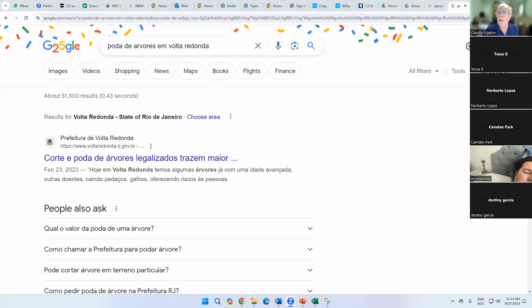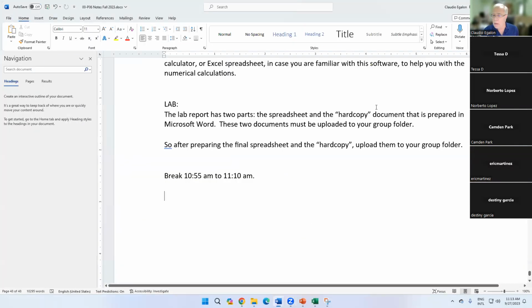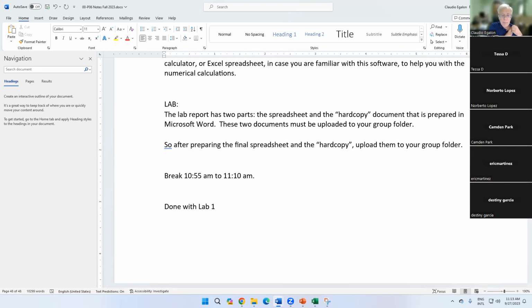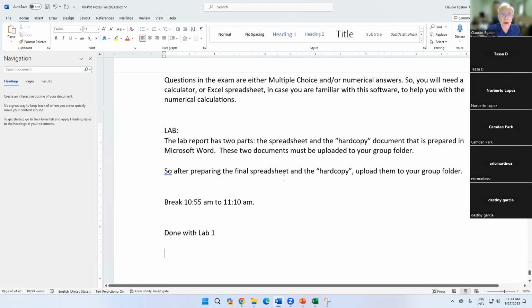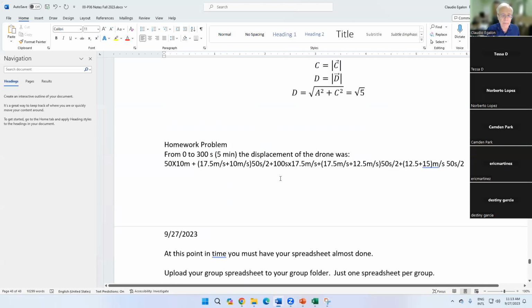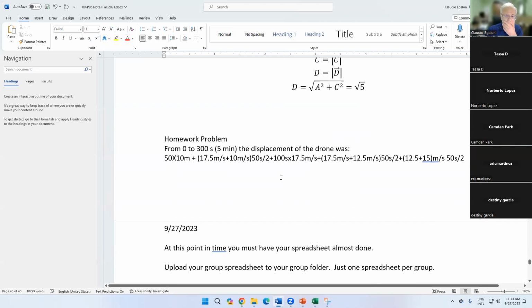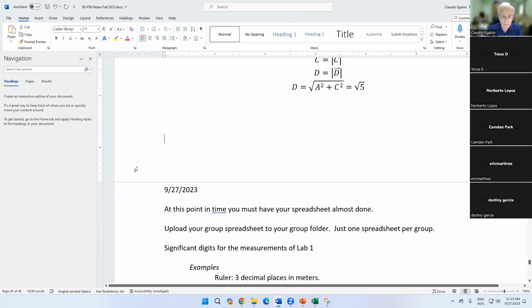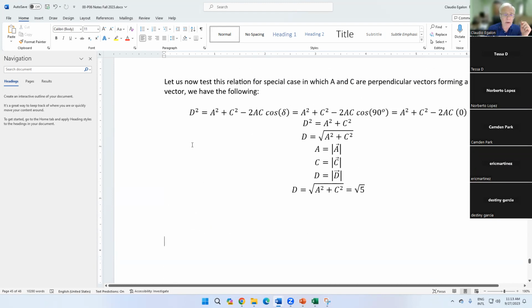Show screen. Okay, I'm back here and let's take a look. Okay, so we are done with lab 1. And let's see where we stopped in the lecture. We stopped right in here.